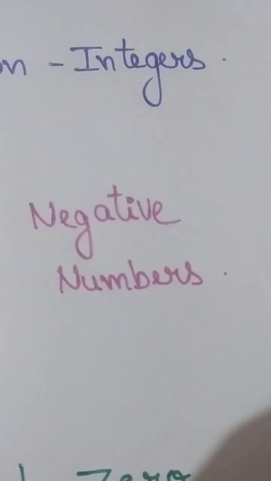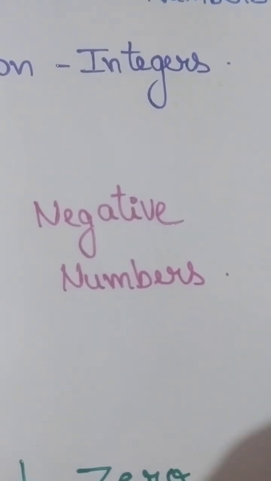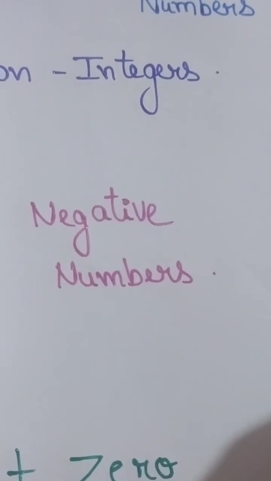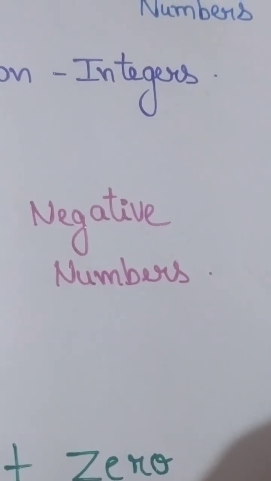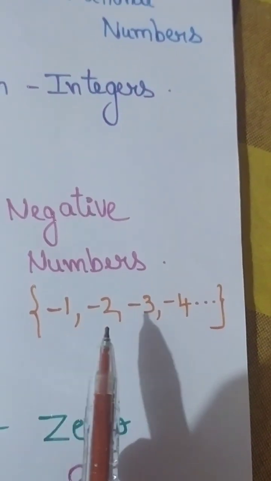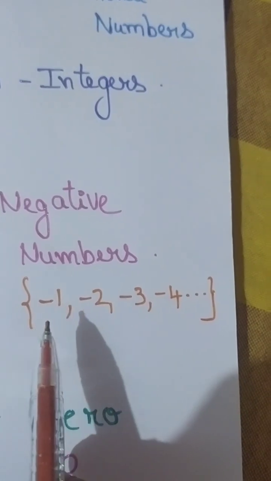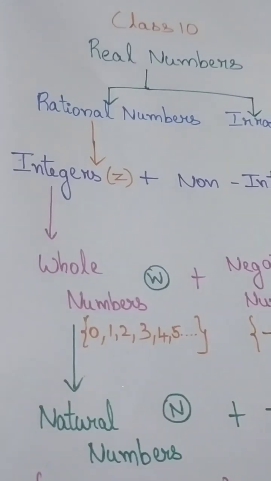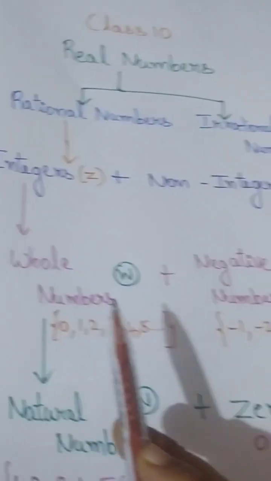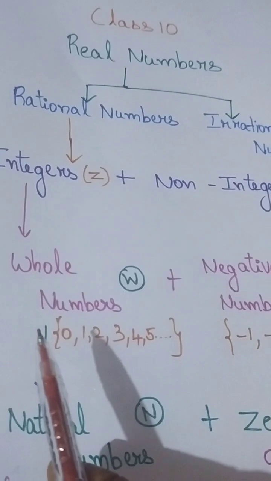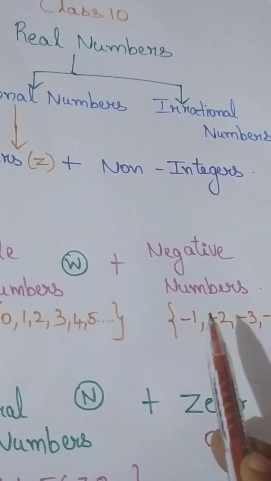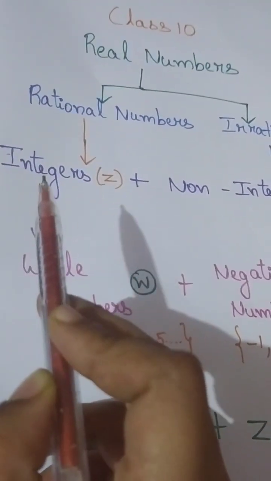So what are negative numbers? Negative numbers are numbers which are less than 0, in the sense minus 1, minus 2, minus 3, and it goes on. Negative numbers are always represented with a minus before the positive number. Now come to integers. Integers consist of whole numbers and negative numbers, so they have positive numbers as well as negative numbers. So we call it integers.